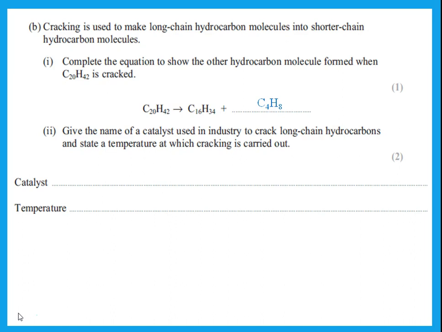Give the name of a catalyst used in industry to crack something and state the temperature. So what we said, what was the catalyst for cracking and what was the temperature for cracking? The catalyst was aluminum oxide or alumina. The temperature was 600 to 700 degrees centigrade. Again, please remember conditions.